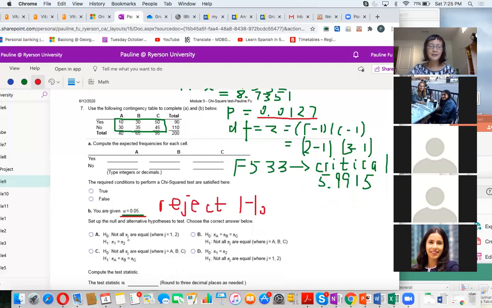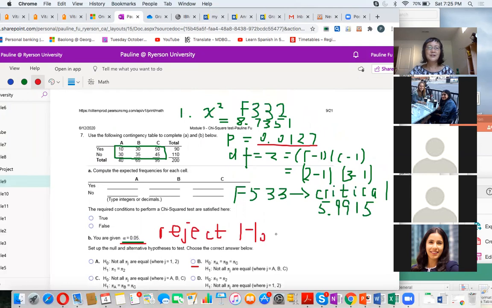When you have 3 or more proportions, how do you set up H0 and H1? The correct answer is B. H0 says pi1 equals pi2 equals pi3. H1: not all pi are equal. All right, so any questions?